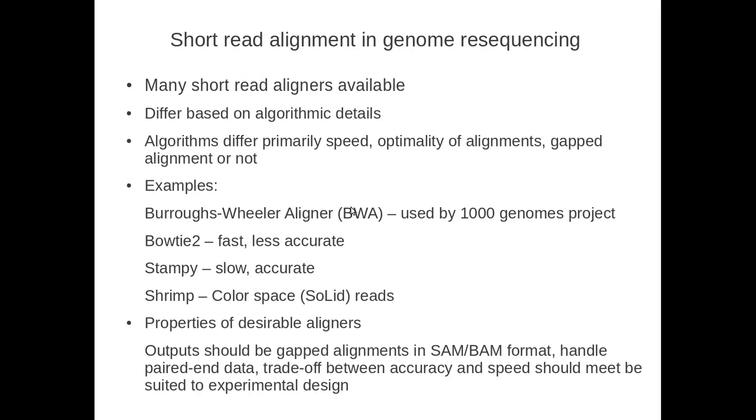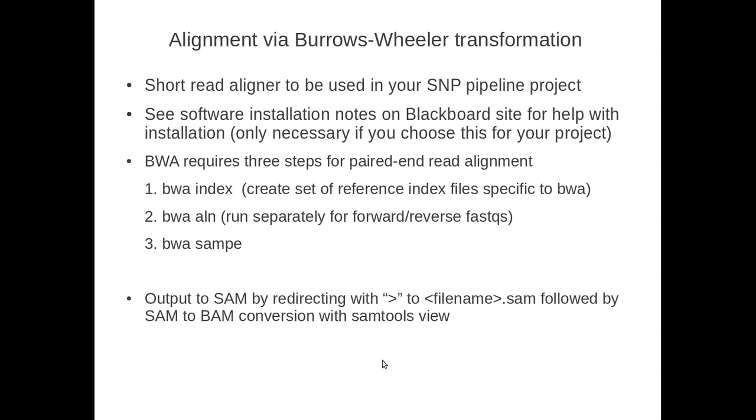But we use BWA in many of our analyses, as did the 1000 Genomes Project, because it provides a reasonable trade-off between speed and accuracy. Whereas Stampy is very, very slow, and is simply too slow to process large volumes of data. So again, BWA, the Burroughs-Wheeler transformation.